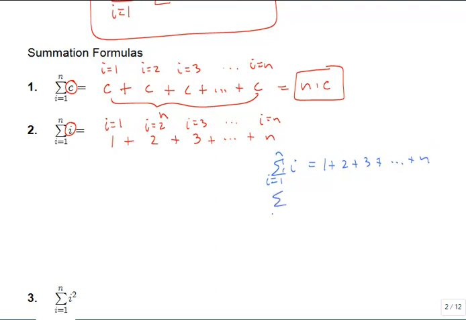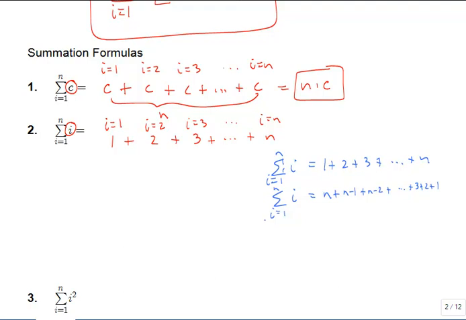Now think about that sum from 1 to n of i in a different way. It would also be the same as adding all of these numbers, but starting at the top and going down. So n plus the next number lower plus the next number lower all the way down to 3, 2, and 1. In other words, here I'm adding from 1 to n, here I'm adding from n down to 1. So I'm just adding in a different order, and that's allowed because addition is commutative.